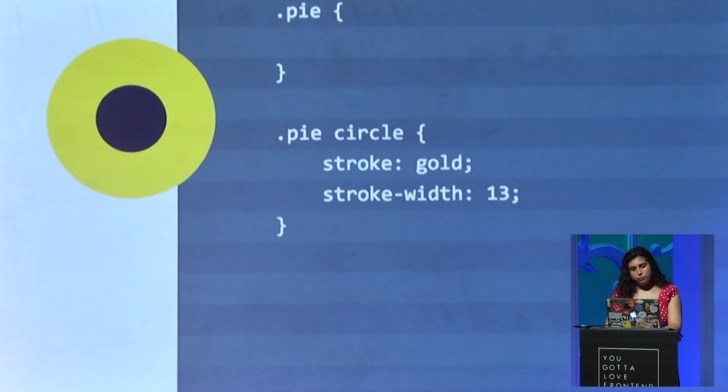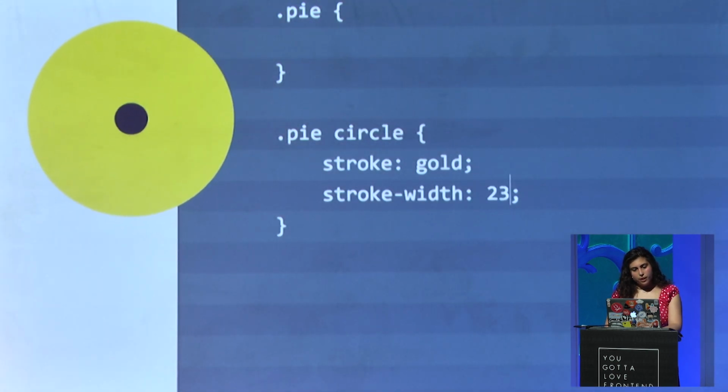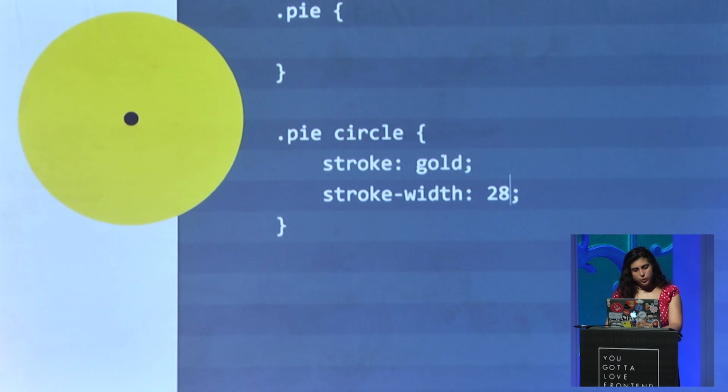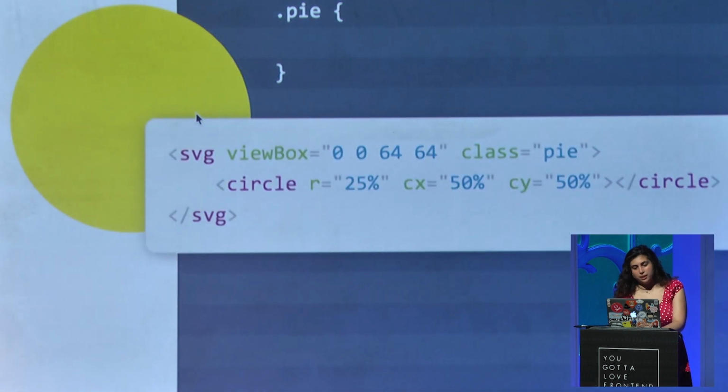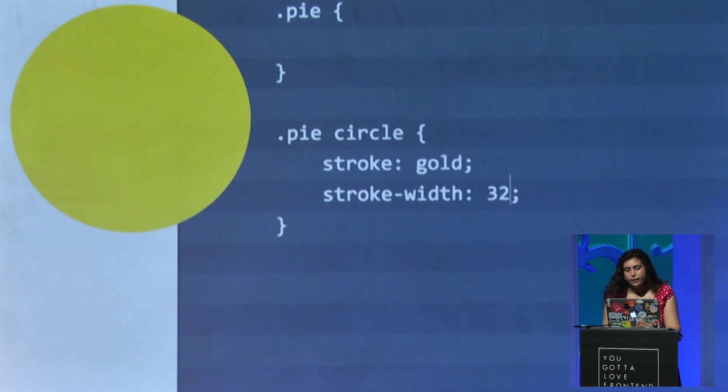So if we increase this number enough that it covers our entire circle and we don't see anything in the middle, there it is, 32. Why is it 32? Because our coordinate system is 64 for the whole width.